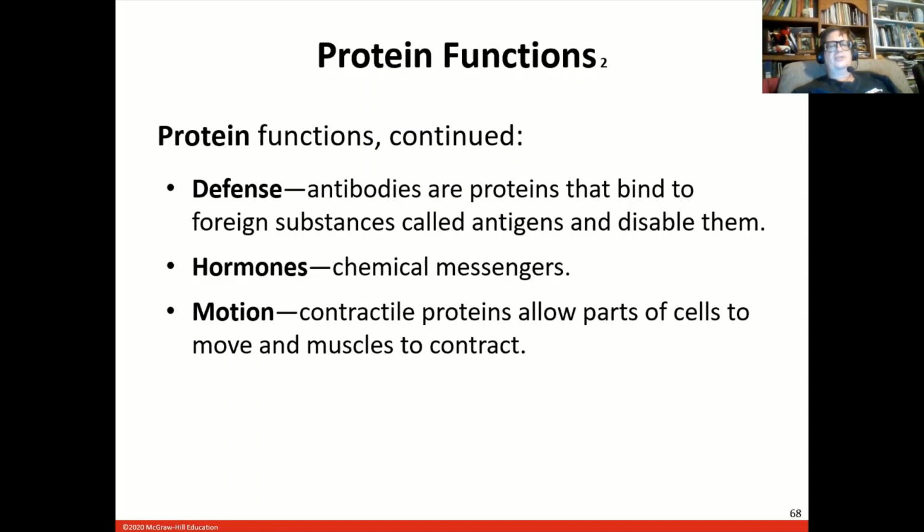And protein function, we have contractile proteins. I'm talking about the actin and the myosin, how the myosin heads pull on the actin fibers, and that causes the whole muscle to get shorter and thicker. All right, moving on.